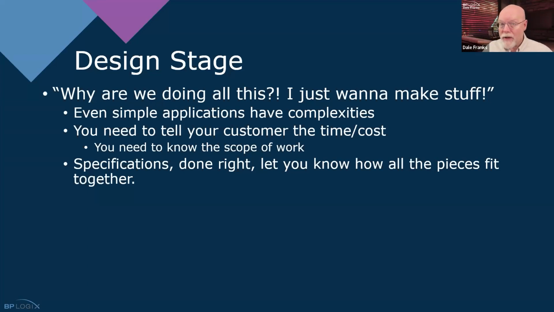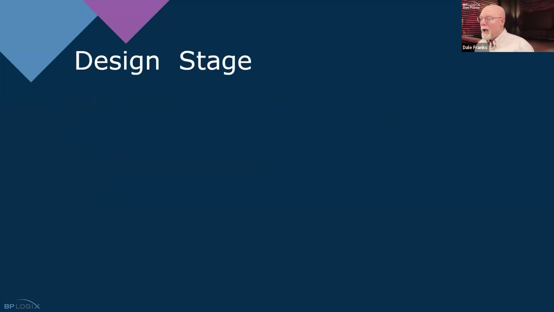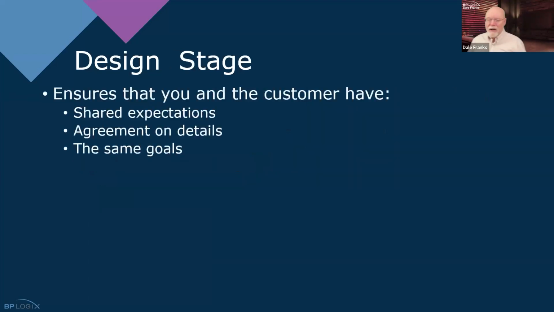So if you do that sort of internal accounting, this becomes even more important, because we not only need to know time, we need to know cost because of the budgetary implications it has. If you do your specifications right, at the end of it, you'll know what pieces there are, and you'll know how all of those pieces fit together. Not only will you know, but the customer will know how all of those things fit together. Again, you and the customer need to have shared expectation on level of effort, time, cost, results.